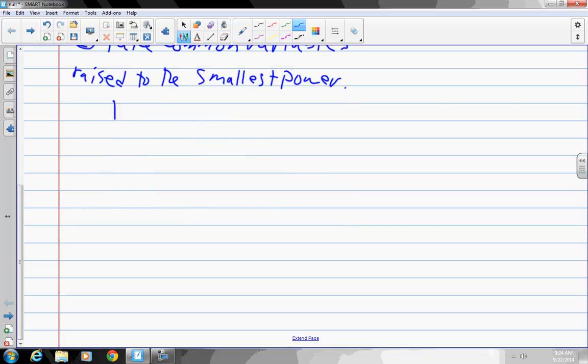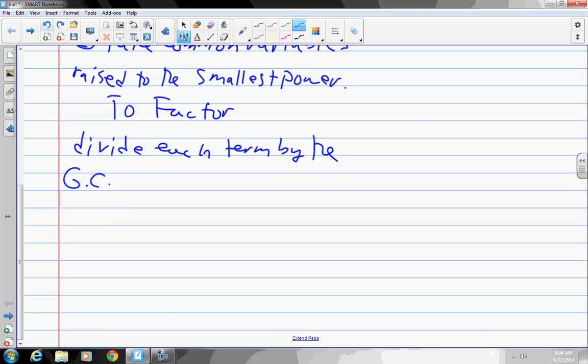And to factor, you'll have to divide each term by the greatest common factor. So that's how you know what's left.